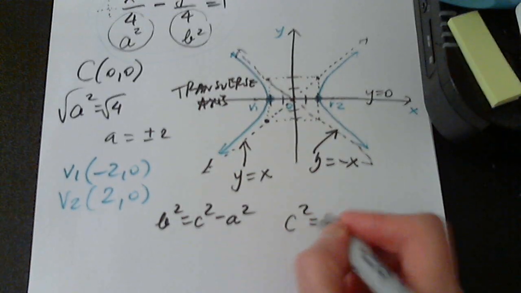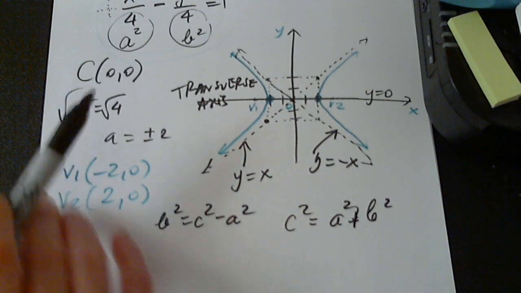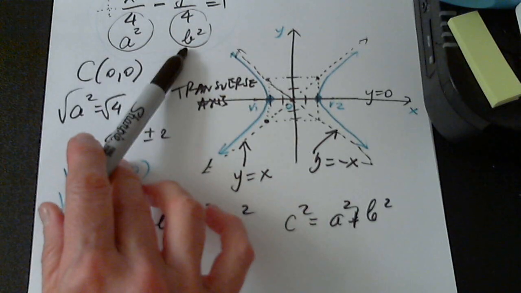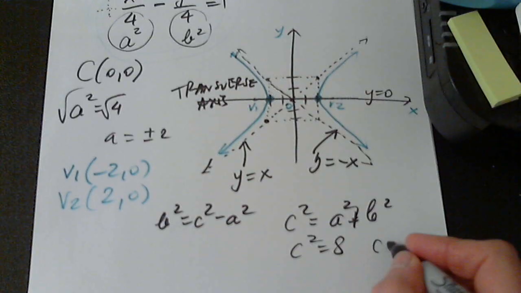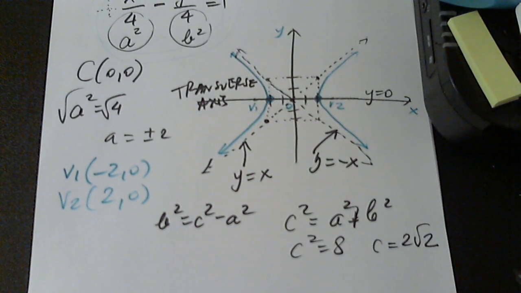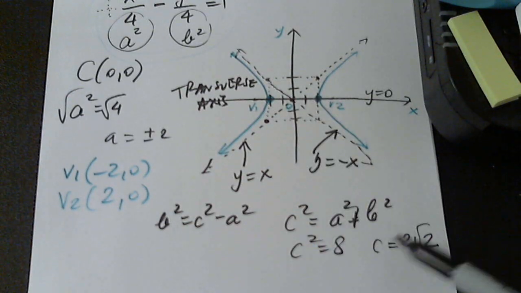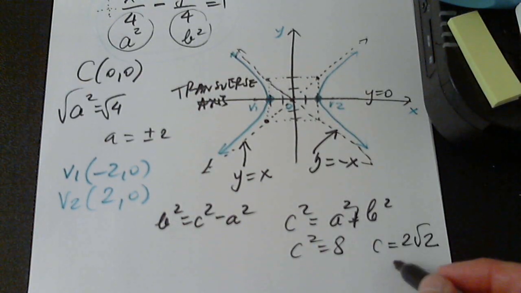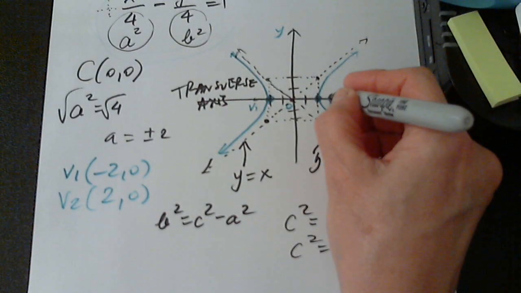So then c squared equals a squared plus b squared. A squared is 4, b squared is 4, so then c squared equals 8, or c equals 2 the square root of 2. So 2 the square root of 2 is 2 times 1.4, so it will be 2.8. So somewhere here.